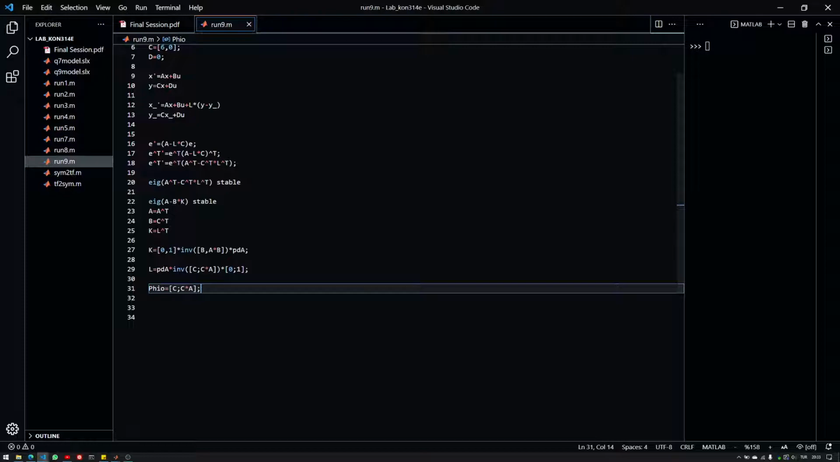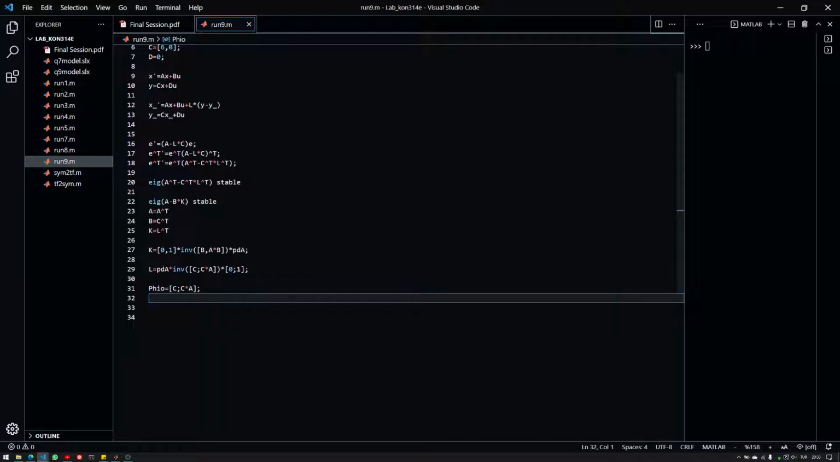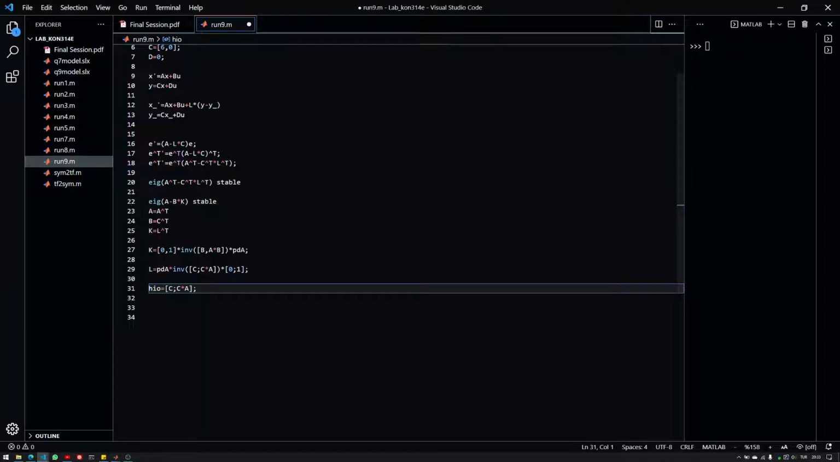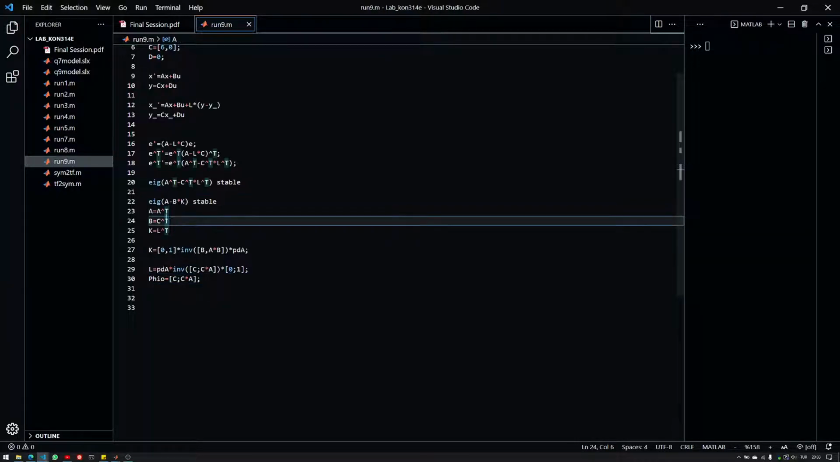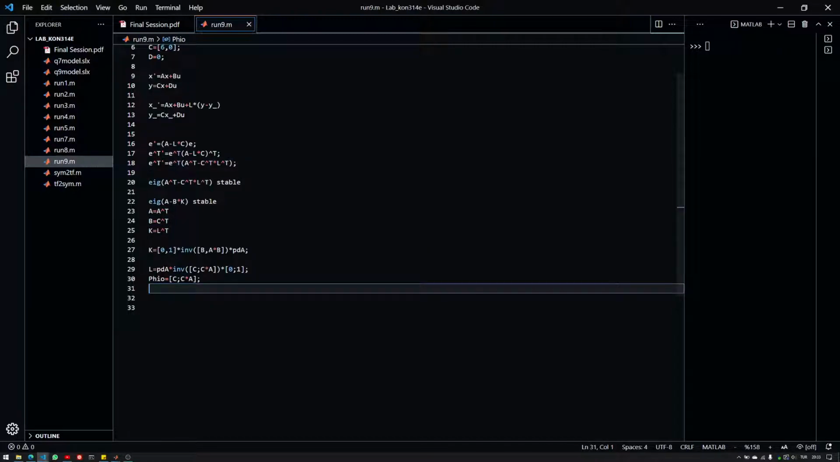So there's also a weaker definition, detectability, but let's skip that part for now. It is the dual. Now we can use this formula, or we can use A transpose, C transpose, L transpose, and the usual formula for the Ackermann formula, and we are good to go.